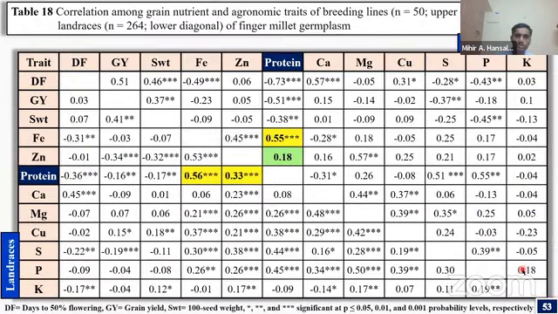Table 18 shows the correlation among grain nutrient and agronomic traits based on breeding lines and landraces, where in breeding lines protein is significantly and positively correlated with iron, which is the same in the landraces, but in landraces protein is significantly and positively correlated with zinc, but it is non-significantly associated in breeding lines.